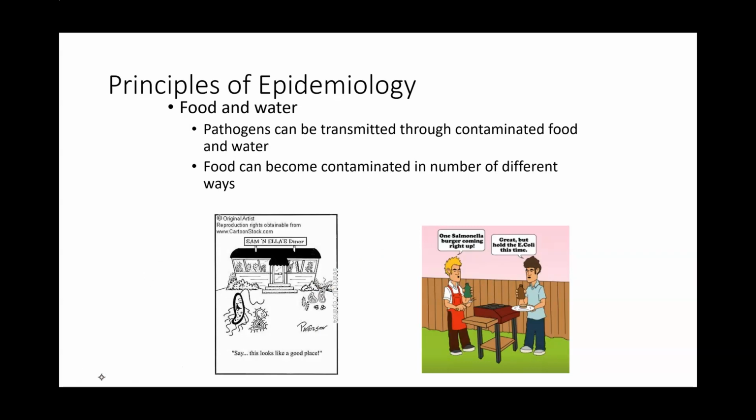Another mechanism of transfer would be through food or water. So if you have contaminated water, then when you drink that water, you're going to potentially get sick. The best example there would be Giardia lamblia, one of the common causes of diarrhea. Giardia is a protozoan that lives in water, and it can be transmitted very easily if you are drinking water that is contaminated with it.